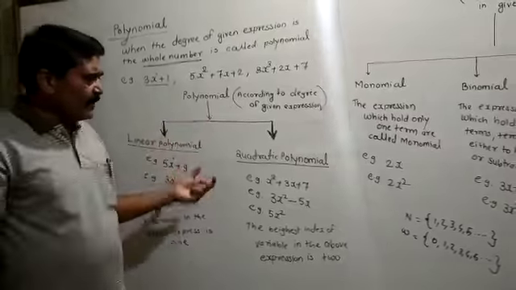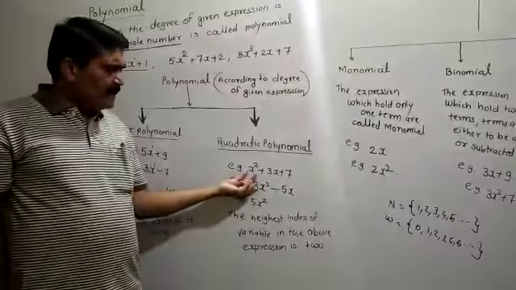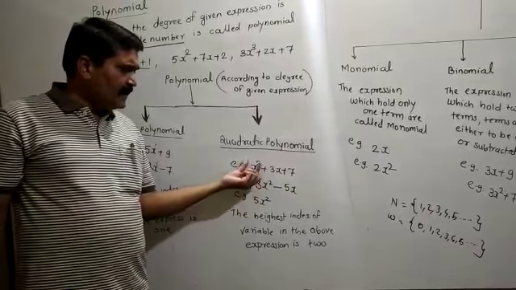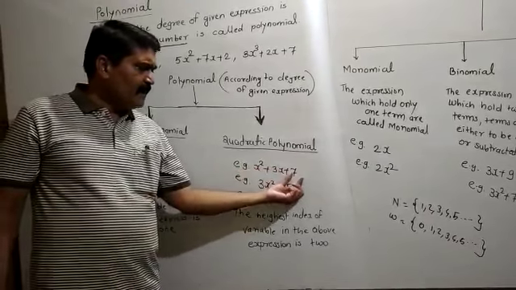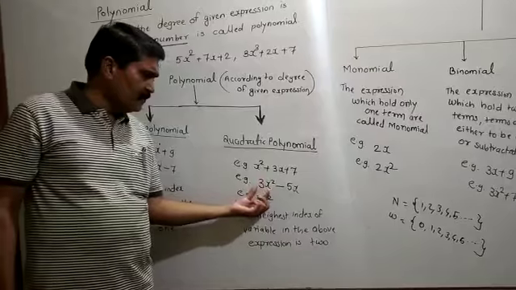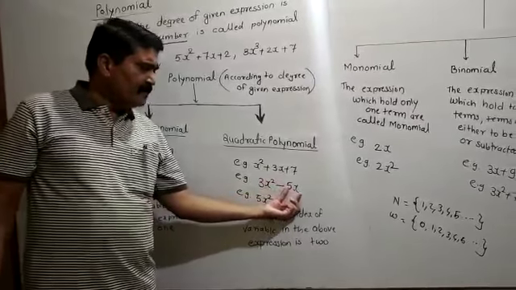Then quadratic polynomials. If you observe the highest index of the variable, here the highest index is 2, the index is 1, and the index of the constant term is 0. The index of this term is 2, the index of this term is 1.